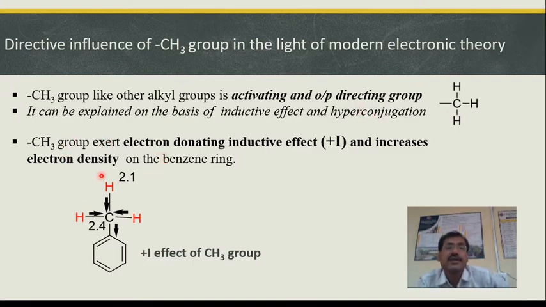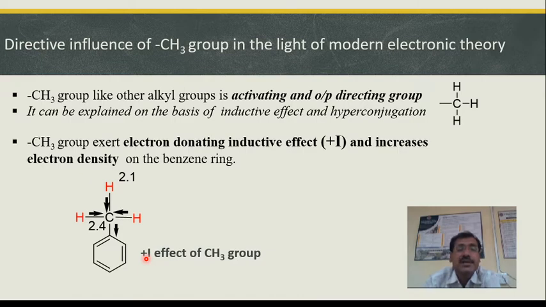First of all, we will explain it on the basis of inductive effect. Looking at the structure of the methyl group, which is bonded to a benzene ring, as in the case of toluene, this carbon has an electronegativity of 2.4 on the Pauling scale, and hydrogen has an electronegativity of 2.1 on the Pauling scale. So naturally there will be an electron pull from hydrogen to carbon. This carbon will attract electrons from all three hydrogens, and as a result this carbon will become electron rich, and the electron rich carbon will give its electron density to the benzene ring. So the overall thing is that this methyl group will exhibit an electron donating inductive effect, which by convention is referred to as plus I effect. So the CH3 group is electron donating by virtue of plus I effect, number one.